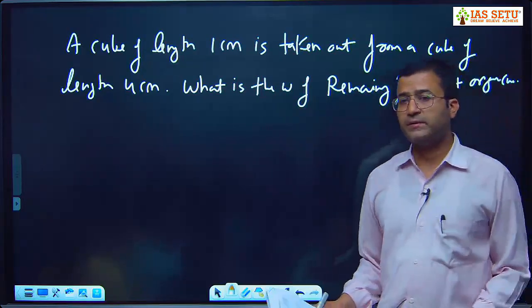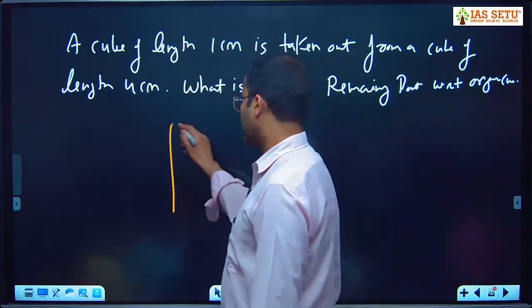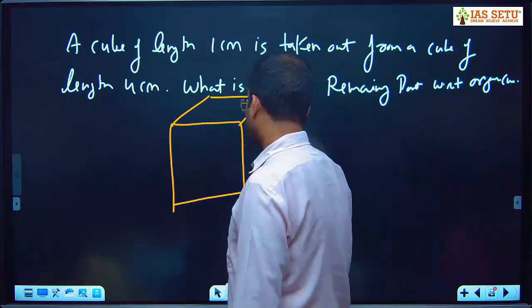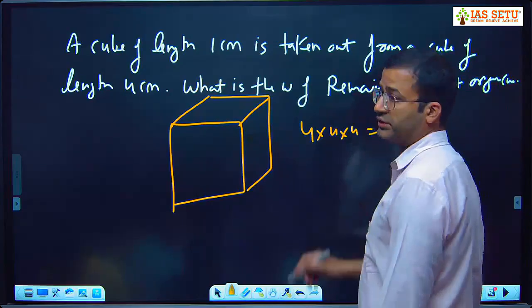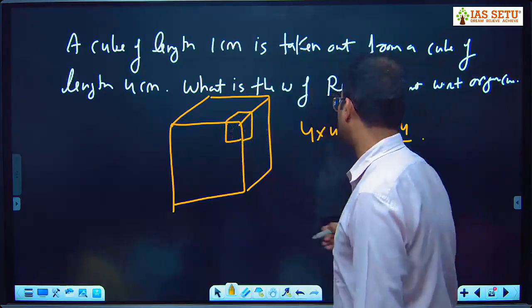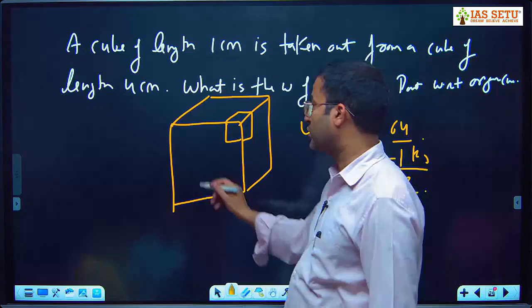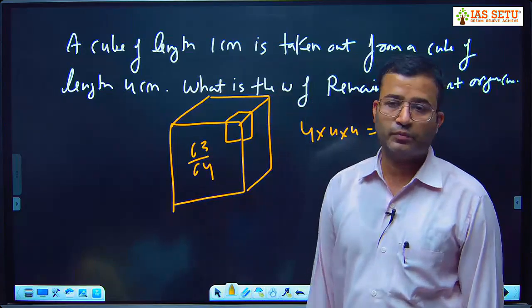What is your answer? 63 upon 64. So it is 4 by 4 by 4. So original cube is 64 centimeter cube, or we imagine or we assume 64 kg. We have removed 1 centimeter cube. So 1 kg we have removed. So remaining is 63. What is original? 64. 63 upon 64 is your answer. We write one more question.